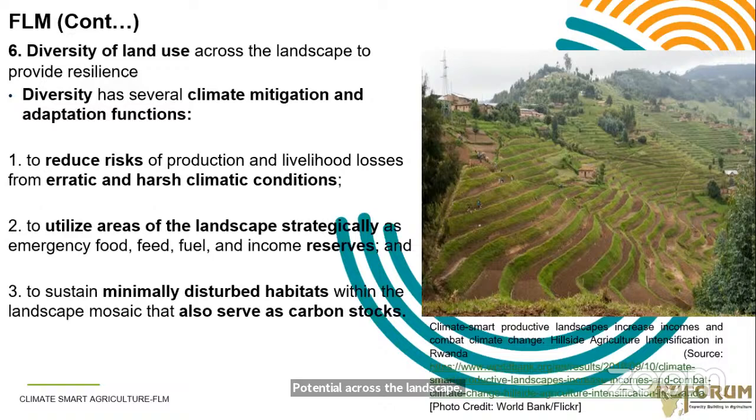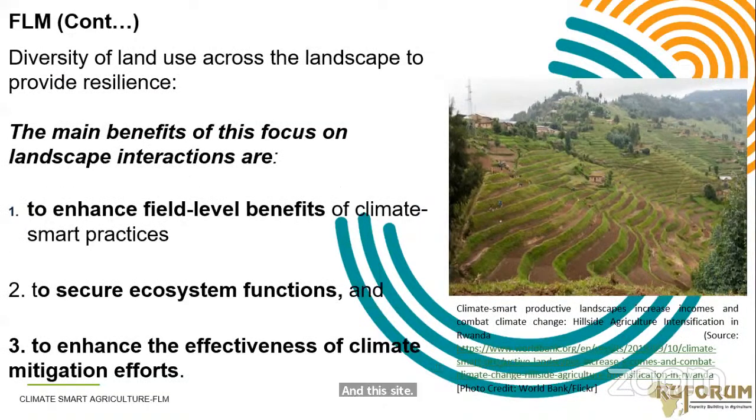And it also helps to sustain minimally disturbed habitats within the landscape. And this also enhances carbon storage in the soil. So one of the benefits of having diversity of land use across the landscape is to enhance field level benefits of climate smart practices, to secure ecosystem functions, but also to enhance the effectiveness of climate mitigation efforts.